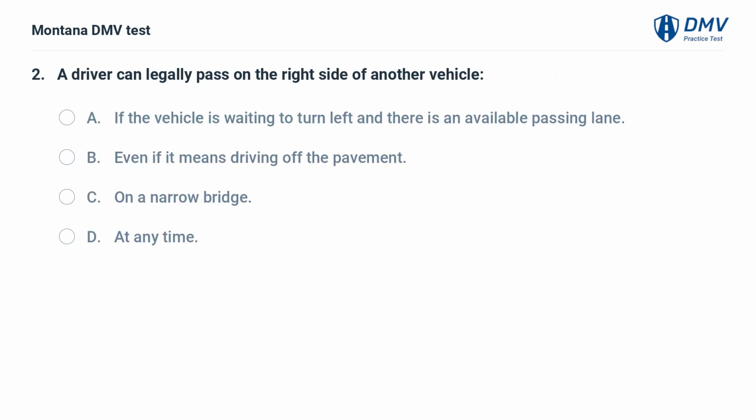A driver can legally pass on the right side of another vehicle: A. if the vehicle is waiting to turn left and there is an available passing lane. B. even if it means driving off the pavement. C. on a narrow bridge. D. at any time.